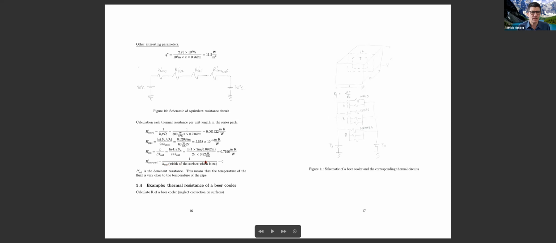So what do we see here? Can anybody suggest? I would like to see in the chat if anybody spots a dominant resistance and which one. So I would like to hear, is there a dominant resistance and which one?